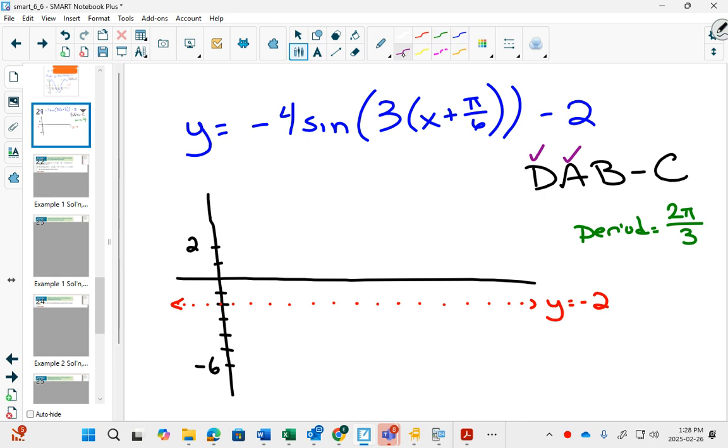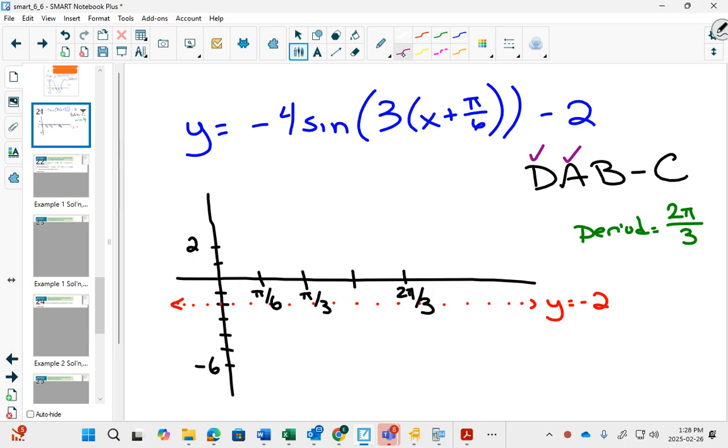So we go on our x-axis and somewhere mark 2 pi over 3, because that's one period, and divide it into 4 equal sections. Easiest to do the middle section first. Cut that in half. You'd have pi over 2. Cut it in half again. You'd have pi over 6.